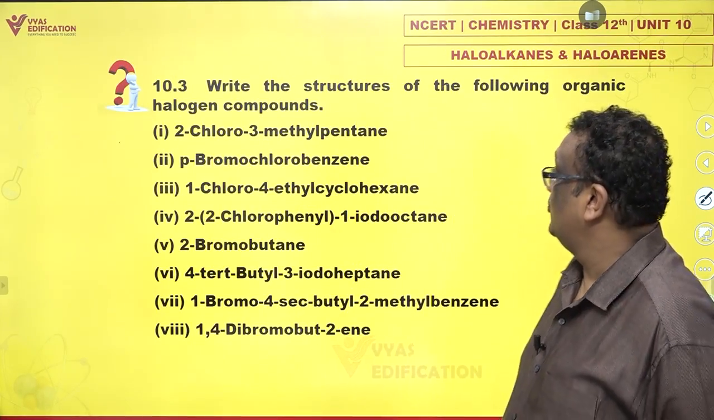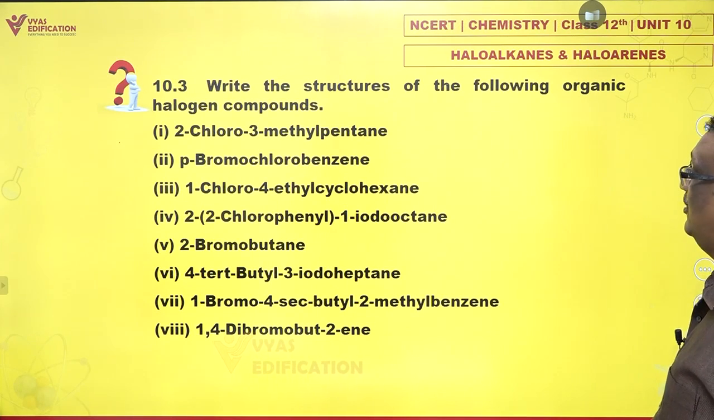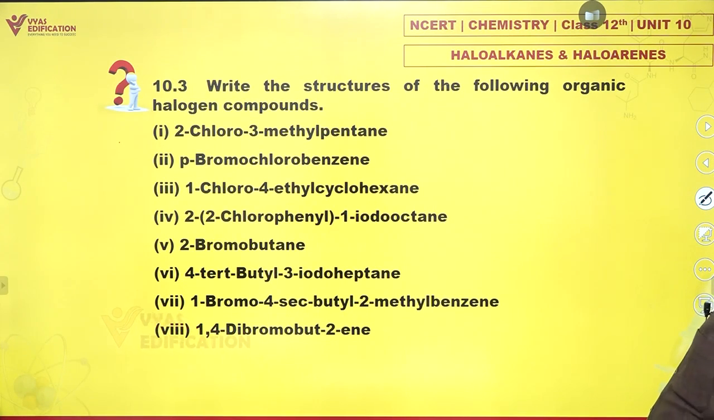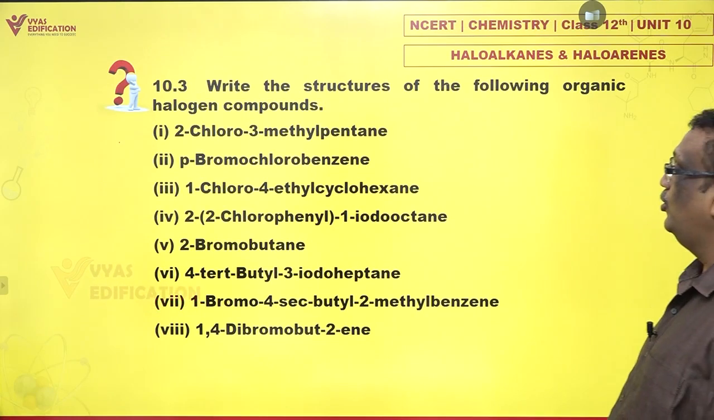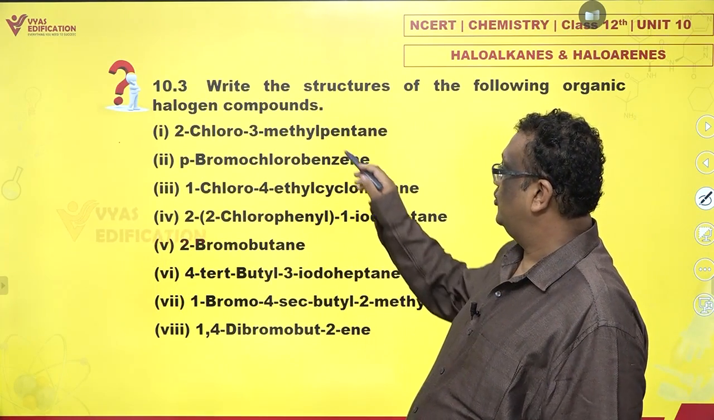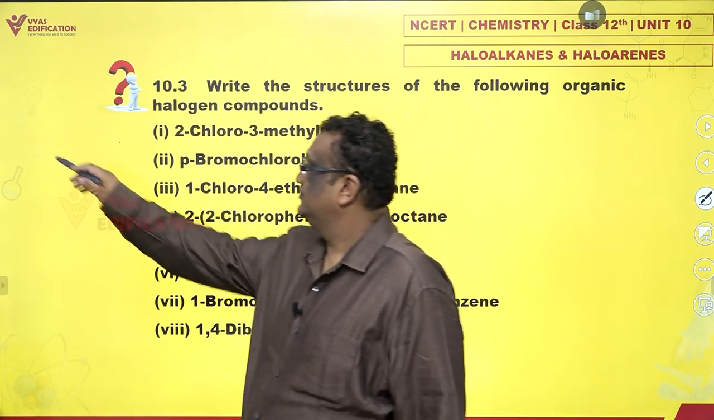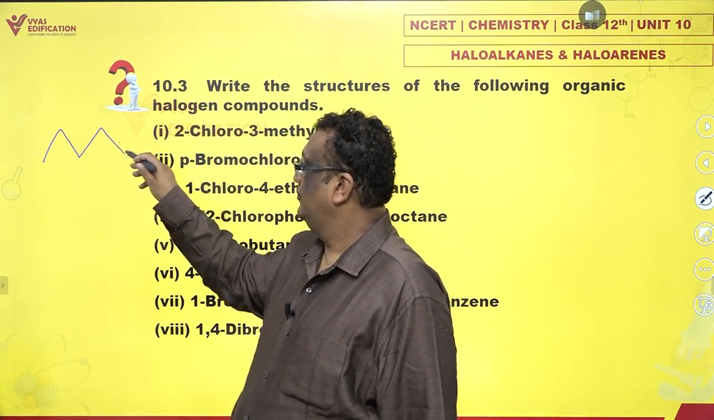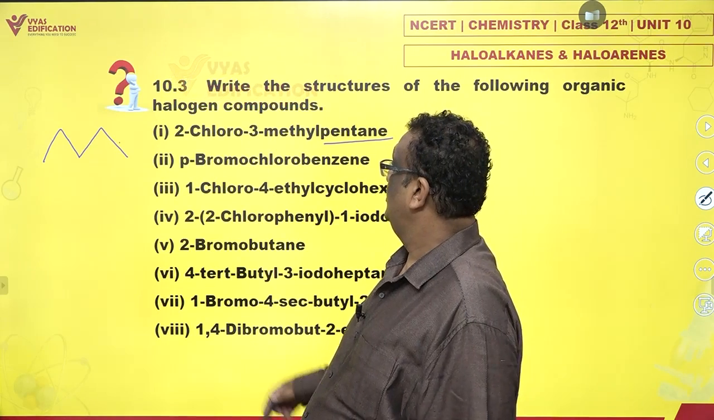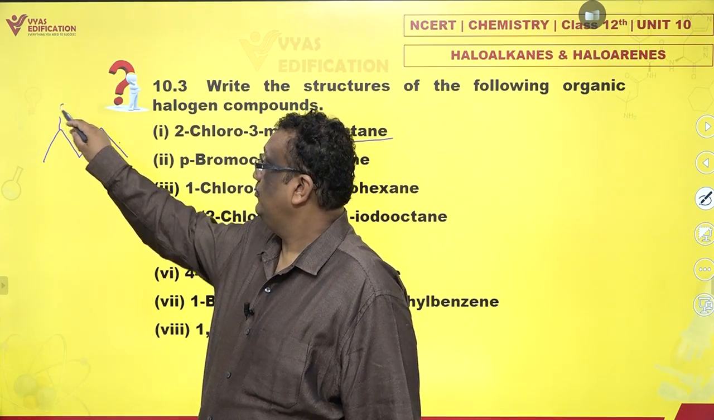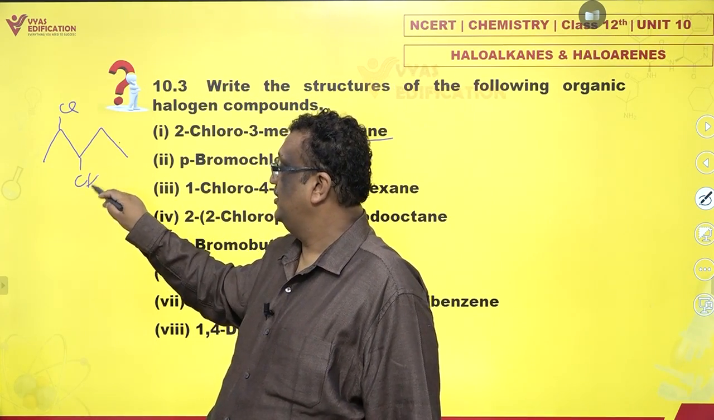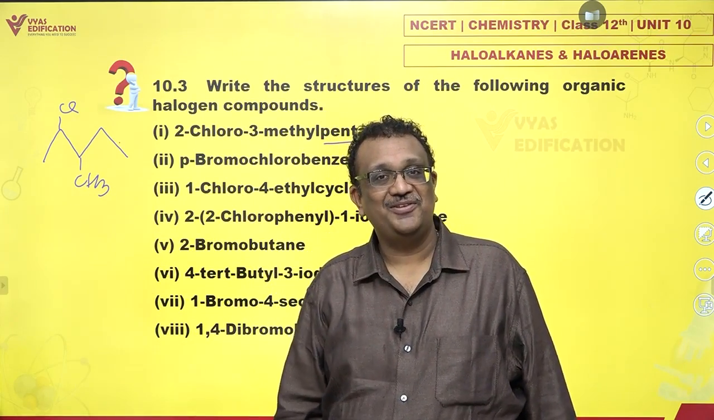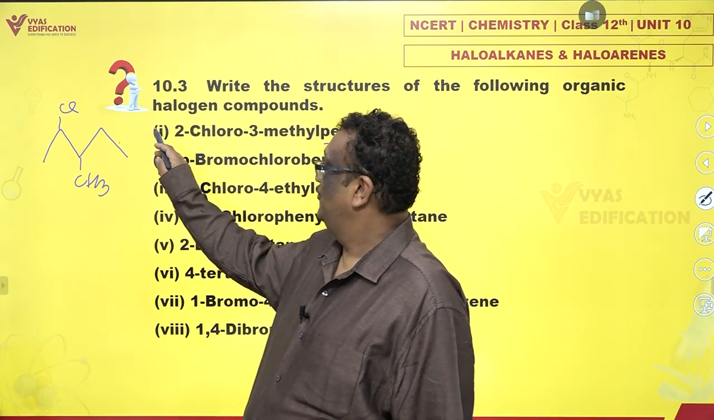Write the structures of the following halogen compounds. Lovely. Let's take a look. The first one says 2-chloro-3-methyl pentane. So first let me draw pentane. This is pentane. 2-chloro-3-methyl pentane. Is this the structure? Yes, that's it. Beautiful.